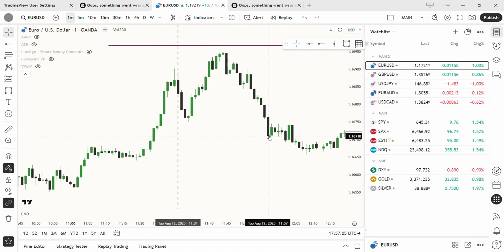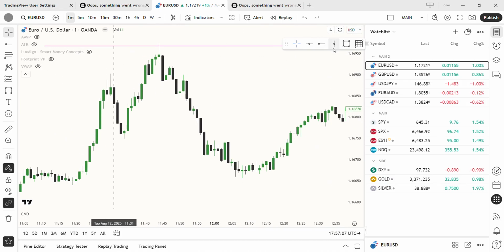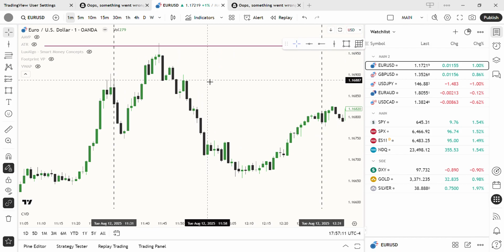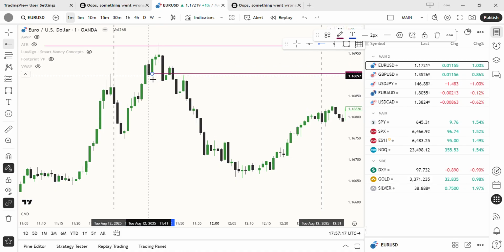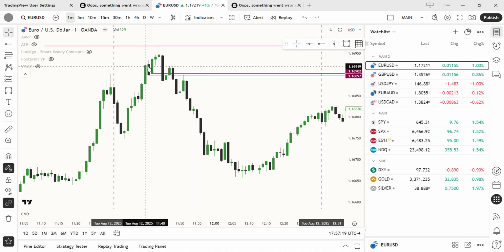Where's 12:30 on here? 12:30 is over here. Okay, so let's see what happens. Leg up, we create an order block. We see a big move down. We break through our swing low. Bam, break through. So we break structure down.